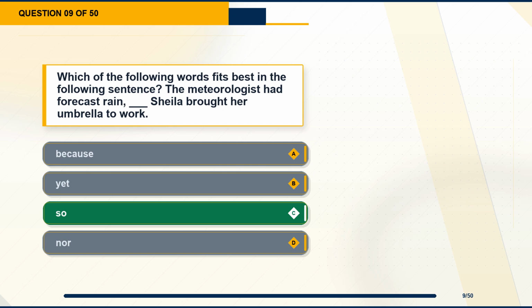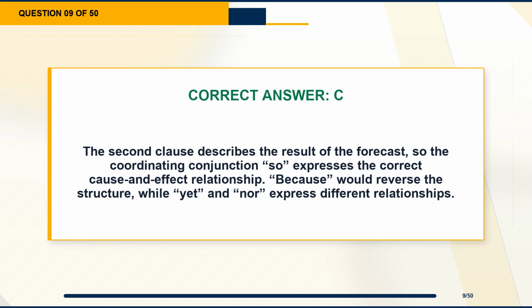The correct answer is option C, so. Explanation. The second clause describes the result of the forecast, so the coordinating conjunction so expresses the correct cause and effect relationship. Because would reverse the structure, while yet and nor express different relationships.